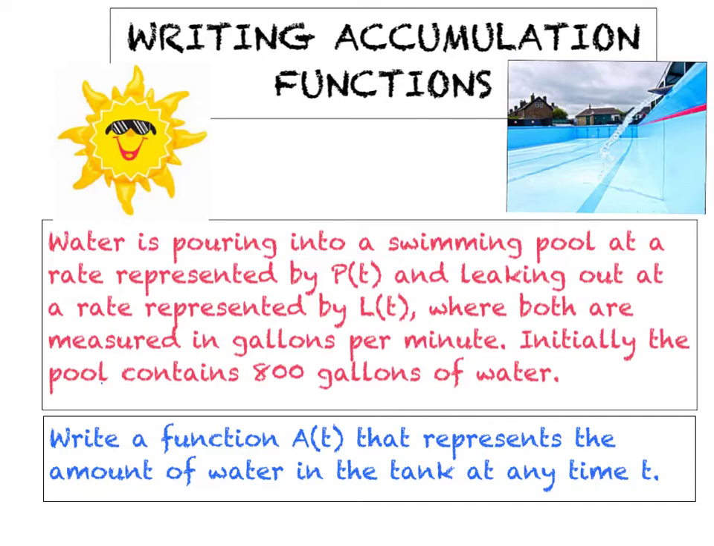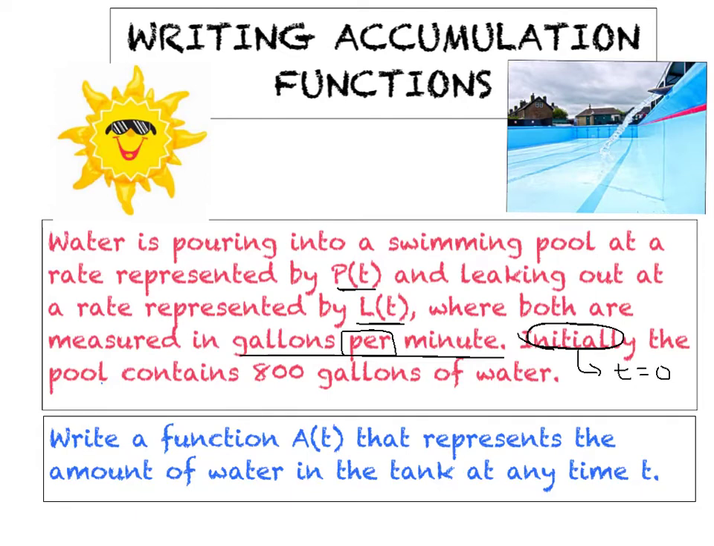So our first scenario here tonight, I want to pose this idea. Water is pouring into a swimming pool at a rate represented by P of T. Now, I didn't want to burden you with an actual function. I'm not worried about who P of T actually is. We're just saying it's a function that represents the rate at which the water is pouring into the swimming pool. Meanwhile, simultaneously, water is leaking out at a rate represented by L of T. Both of these functions are measured in gallons per minute. Notice the word per here also illustrates that we're talking about rates. Initially, the pool contains 800 gallons of water, and the word initially implies that at the moment when T equals 0, there are 800 gallons of water.